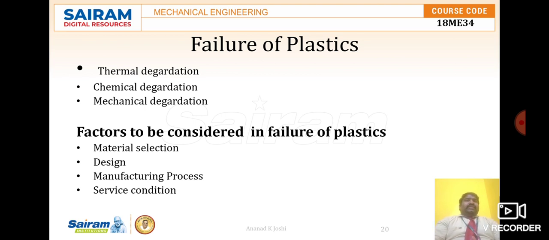And finally, the service condition. So we'll come to the service condition. In spite of the manuals and the specific directions regarding product use, the failure of plastic can still occur as a result of inappropriate use or unintentional overextension of the products. So these are some of the factors affecting plastic failure.